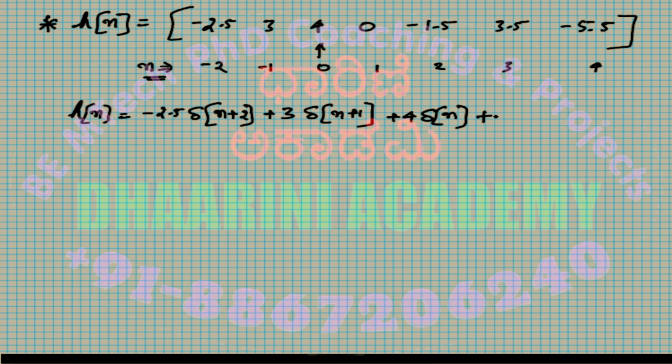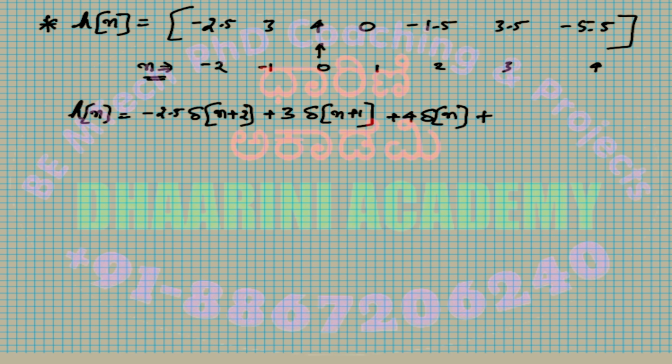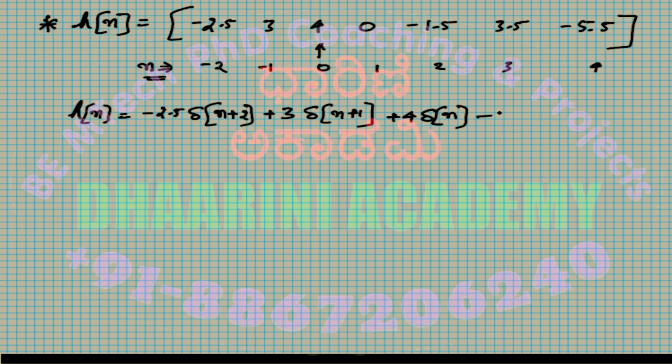So 0 into delta of n minus 1, because it is located at plus 1. Don't write that, then go to the next number. So this is minus 1.5 delta of n minus 2, then plus 3.5 delta of n minus 3, minus 5.5 delta of n minus 4. That's all. That is the required answer.